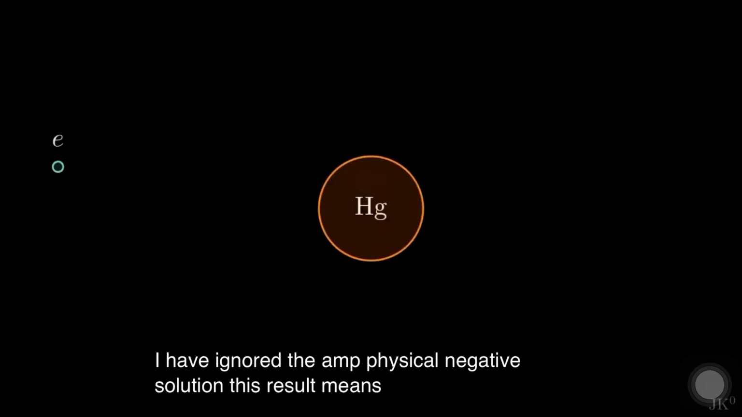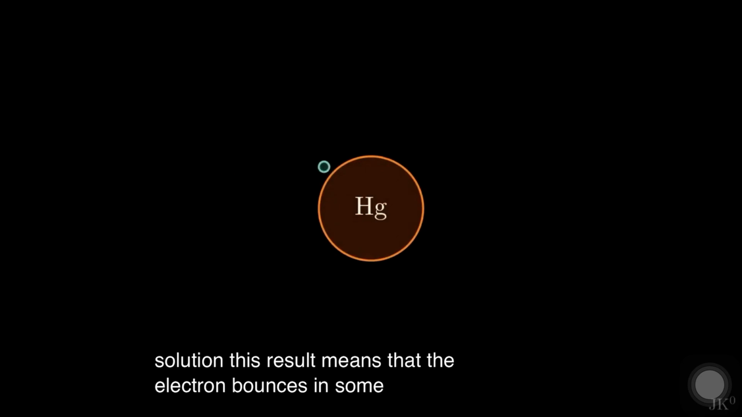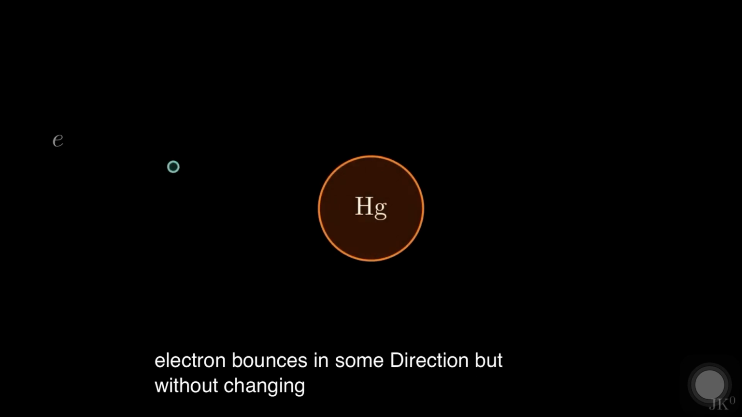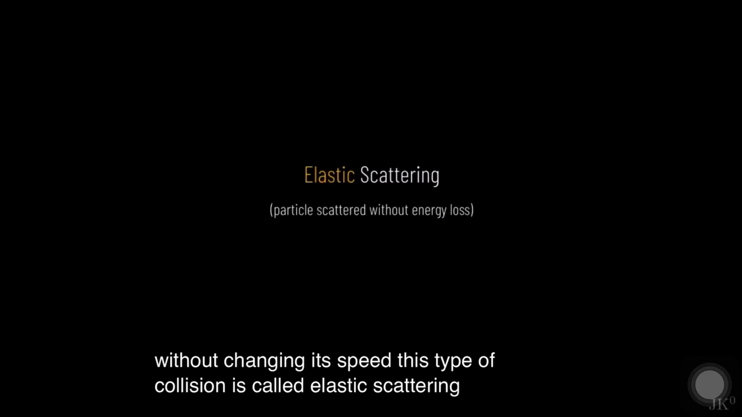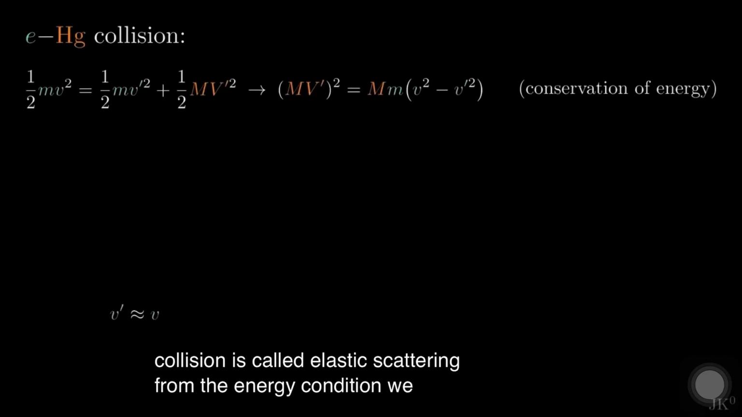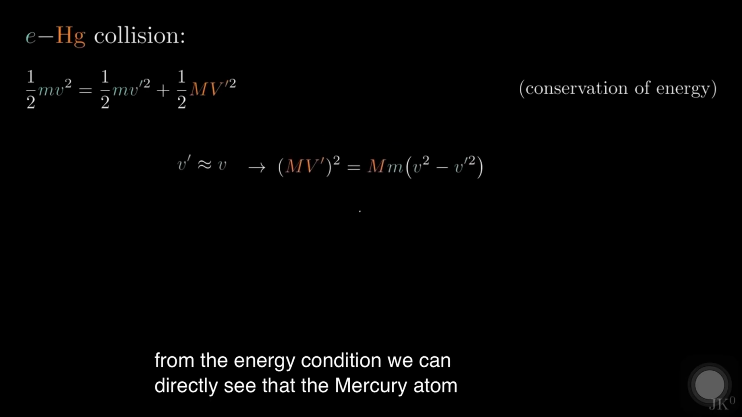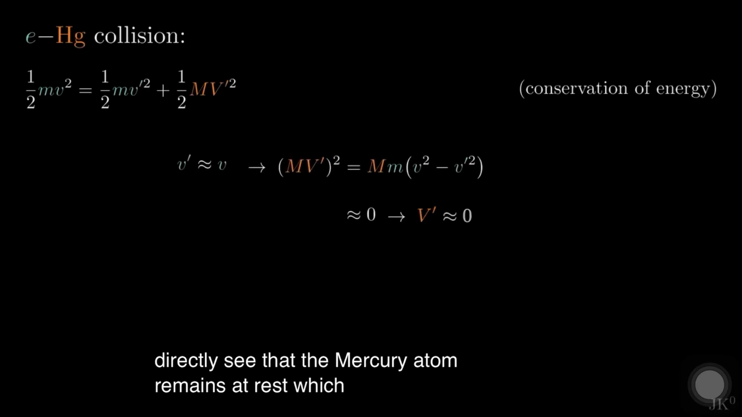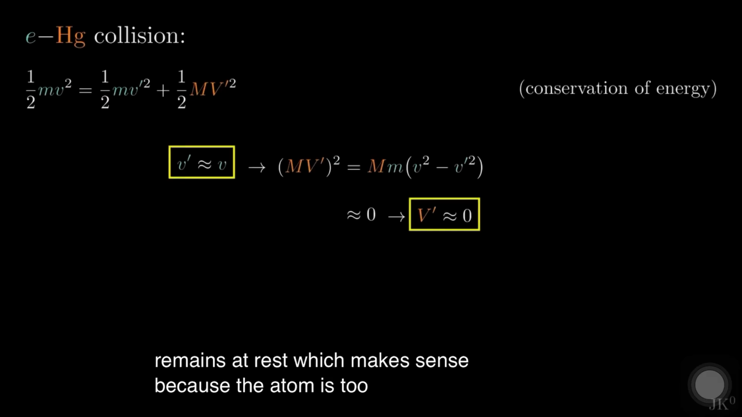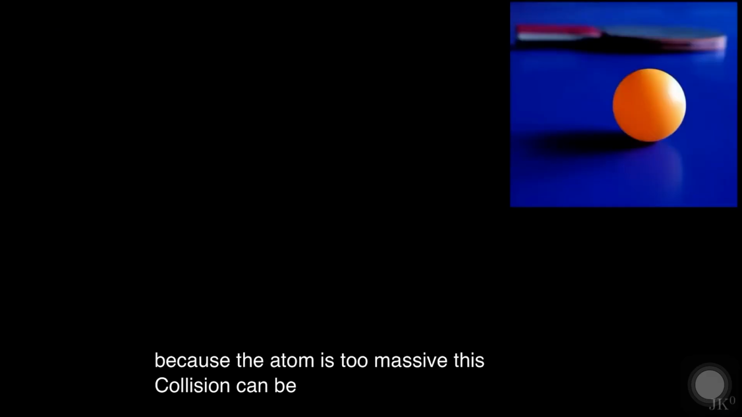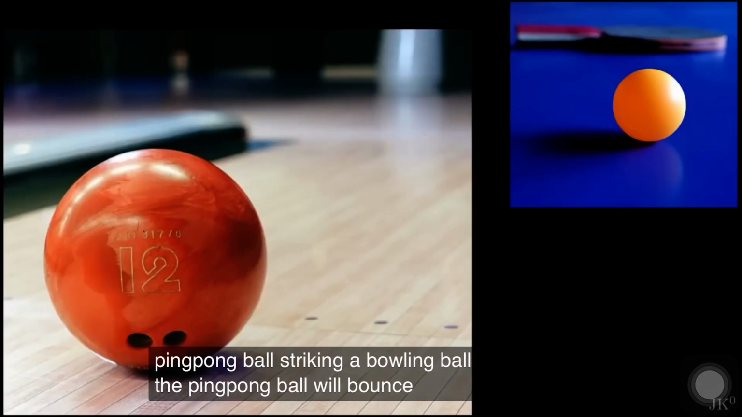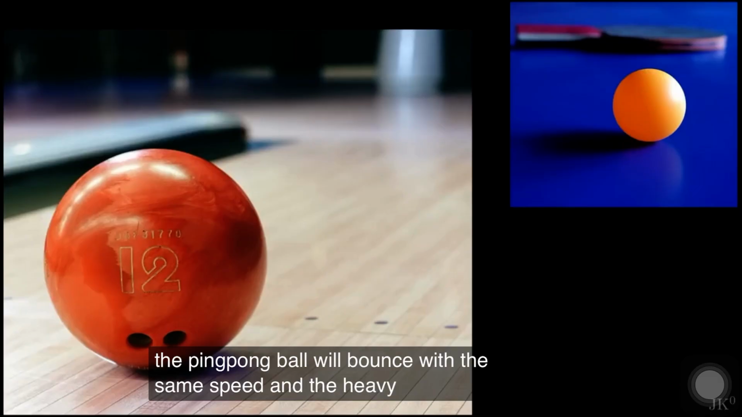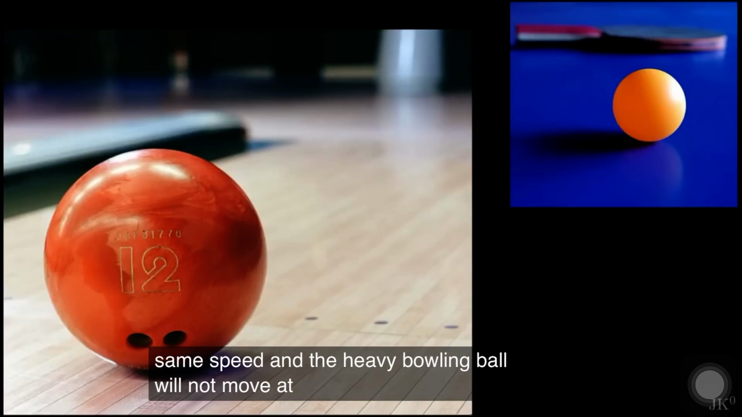This result means that the electron bounces in some direction but without changing its speed. This type of collision is called elastic scattering. From the energy condition, we can directly see that the mercury atom remains at rest, which makes sense because the atom is too massive. This collision can be visualized as a ping pong ball striking a bowling ball. The ping pong ball will bounce with the same speed, and the heavy bowling ball will not move at all.